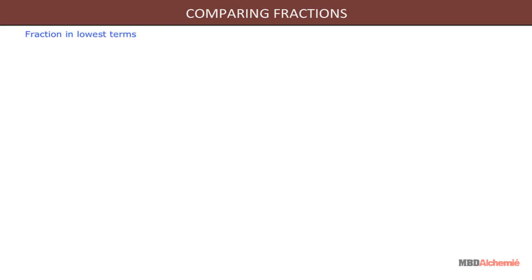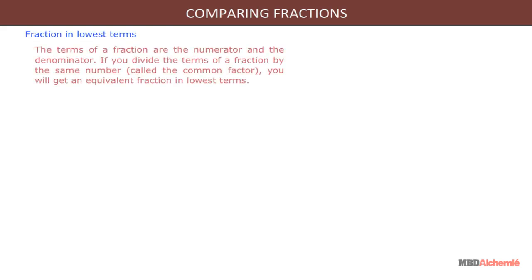Here we will discuss fractions in lowest terms. The terms of a fraction are the numerator and the denominator. If you divide the terms of a fraction by the same number, called the common factor, you will get an equivalent fraction in its lowest term.